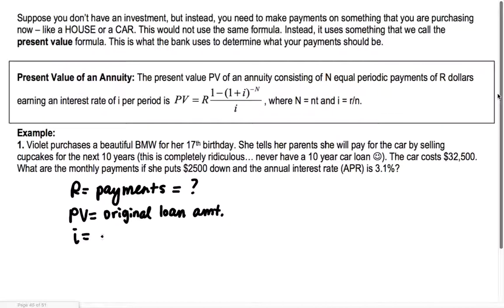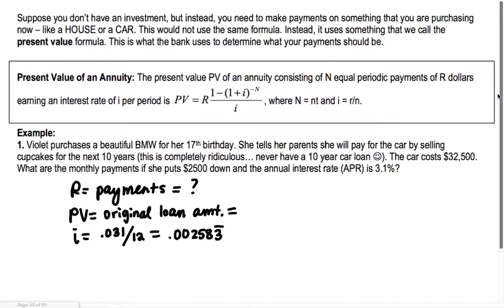I is going to be that 3.1% divided by the number of payments she's making every year. So 12 payments a year, right? Do you subtract 2,500 from 32? Good question. So the question was, do we subtract 2,500? I guess I didn't find that number up there, did I? The original loan amount? Yes, you do.